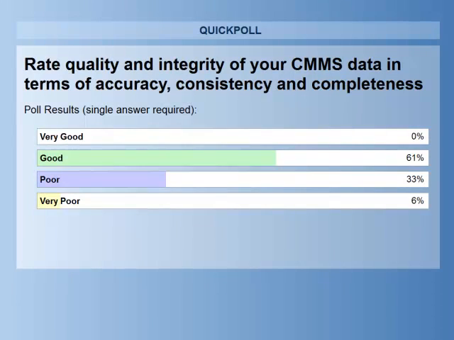All right, Sunil, it looks like 61% is coming in saying good. 33% are saying poor. Very poor is coming in at 6%, and nobody said very good.